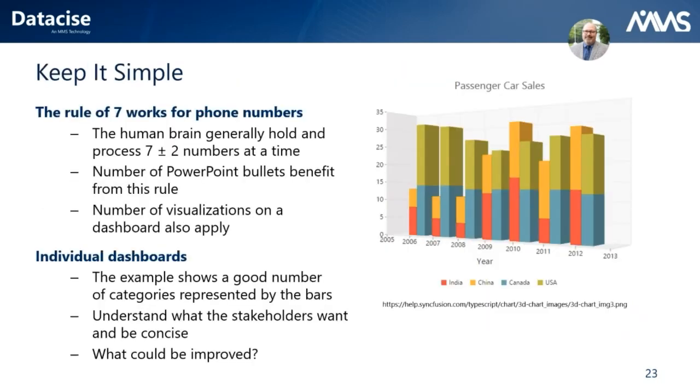Next slide, Eric. So one of the ways to keep it simple is a rule of 7. We're human, right? We can't possibly see everything at the same time. So 7 plus or minus 2 numbers at the same time is a fairly good rule of thumb. PowerPoint bullets benefit from this rule, but so do your visualizations. Here we have an example on the right of passenger car sales between 2005 and 2013. There's a lot of data here. You're looking at this, it's confusing, right?